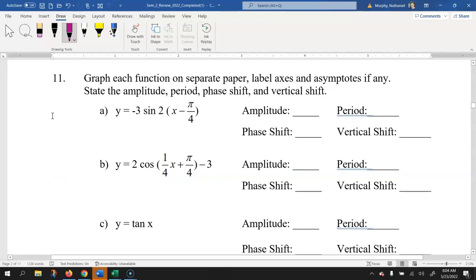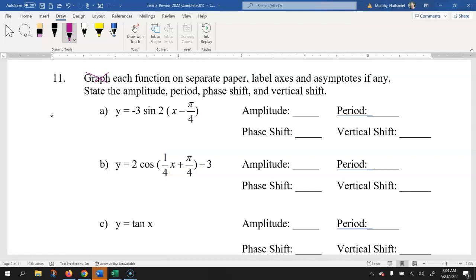All right, so this one, I'm not going to worry about the graph so much. I want to make sure that you know how to get all these other pieces. So we're going to label the axes and asymptotes, if any. We're going to state the amplitude, period, phase shift, and vertical shift. Because if this is a multiple choice question and you know all this information, you should be able to identify which graph would be the correct one.